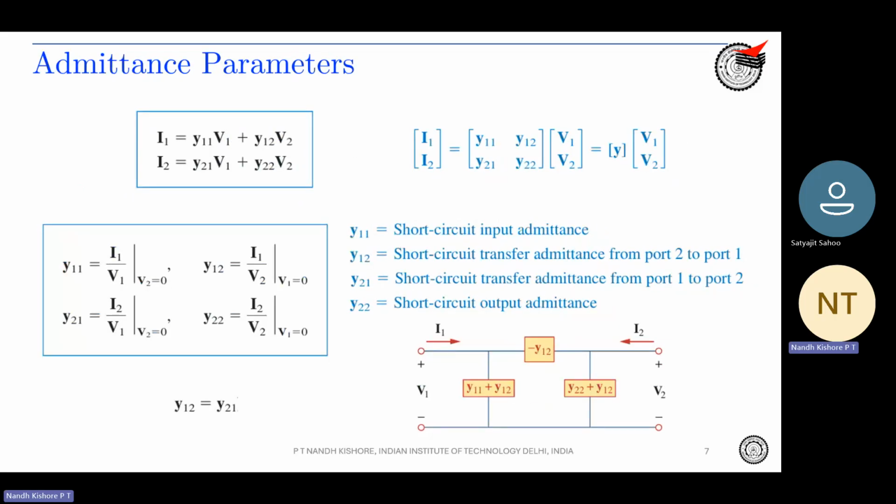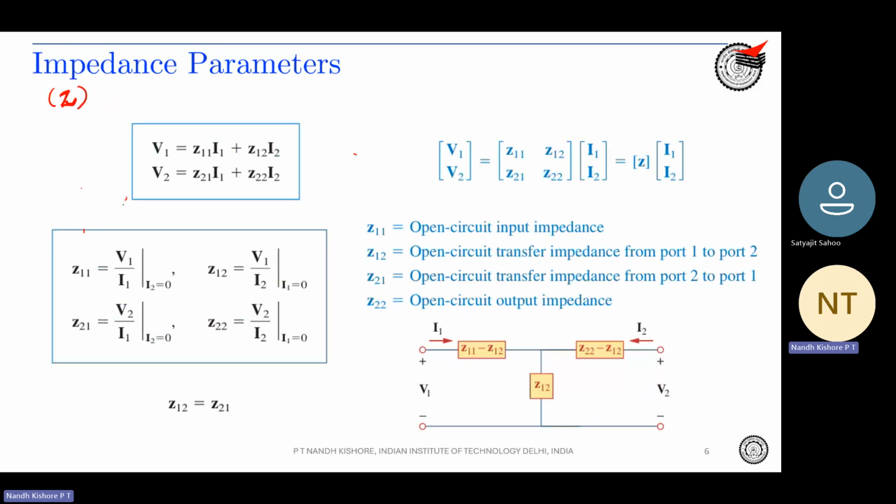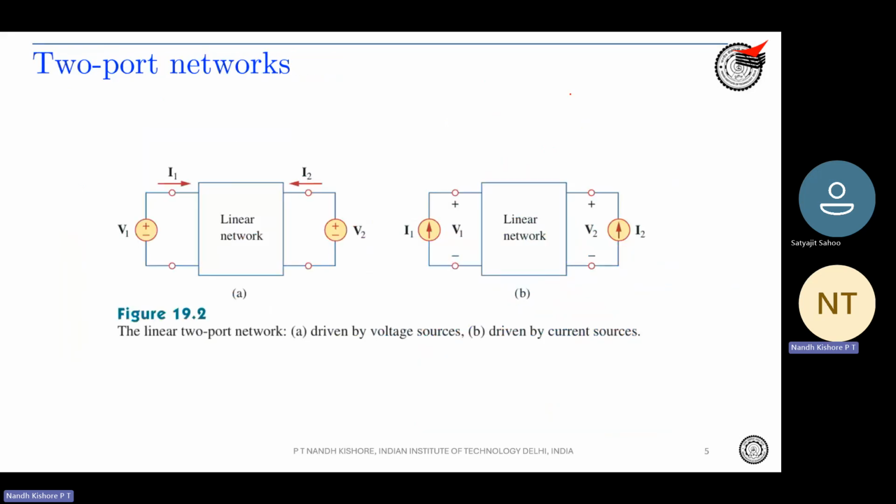Next you come to admittance parameters, which are complementary to your Z parameters, wherein the dependent variables are I1 and I2, defined by V1 and V2. So from this you can understand that I1 and I2 are your dependent variables, and obviously V1 and V2 are your independent variables.